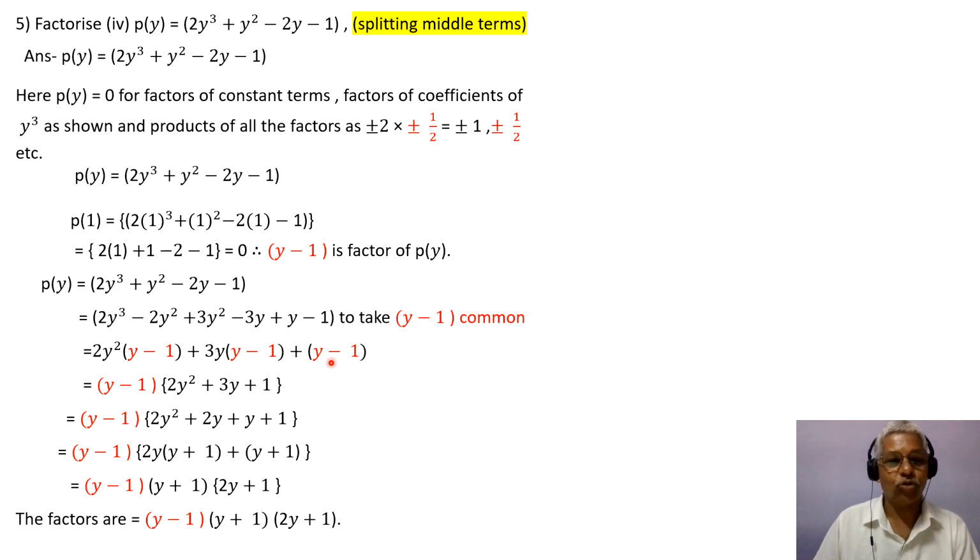Now taking y minus 1 common from all this, I am left with 2y square plus 3y plus 1. Now it is very easy. We have to split this only. Concentrate only on this and copy this as it is.